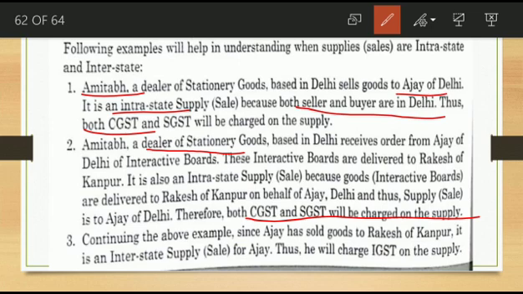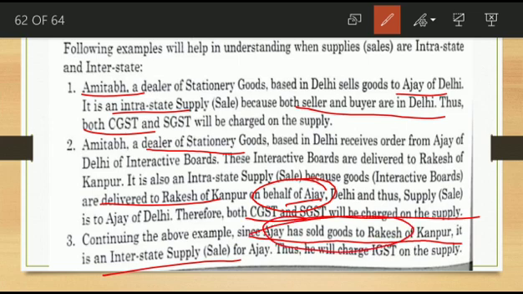Then continuing the above example, since Ajay has sold goods to Rakesh of Kanpur, it is interstate. Here the goods were delivered to Kanpur on behalf of Ajay. Who is the purchaser actually here? Ajay is in Delhi. But in this third situation, Ajay sold goods to Rakesh. In that case it will be interstate, so IGST will be charged.